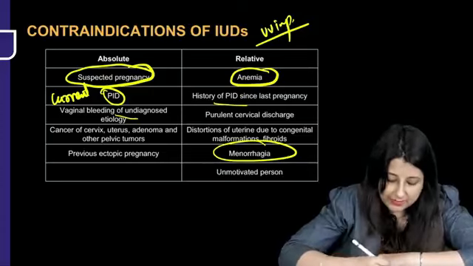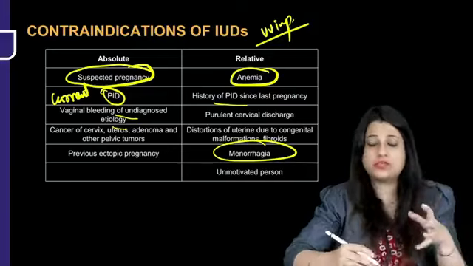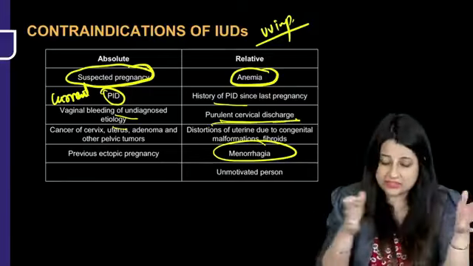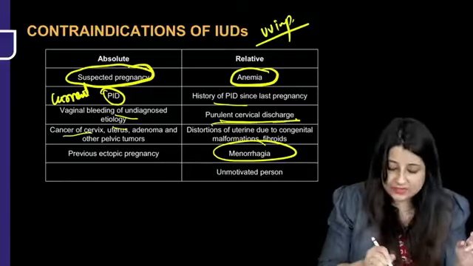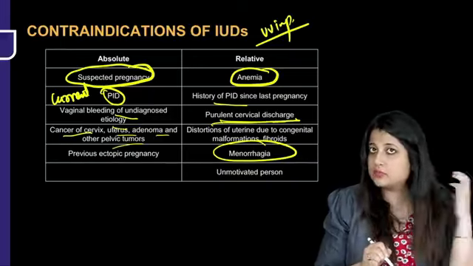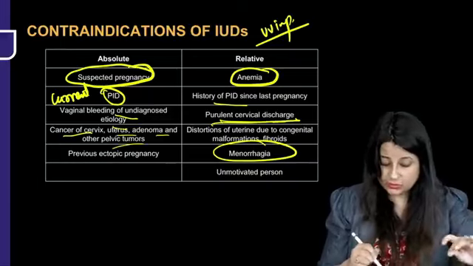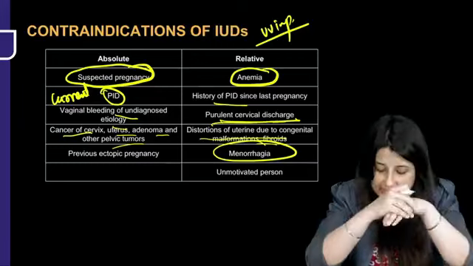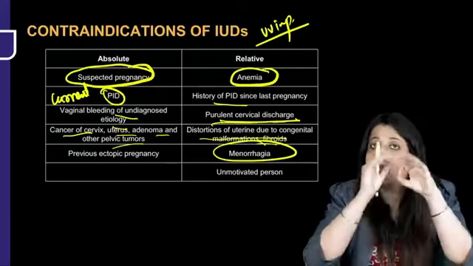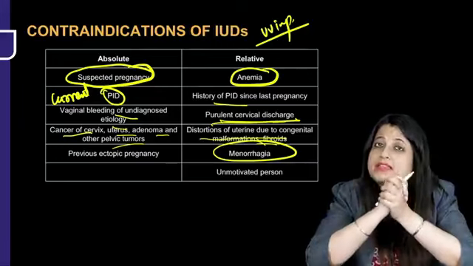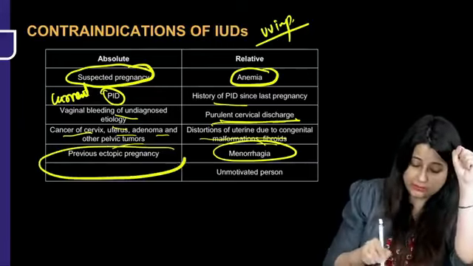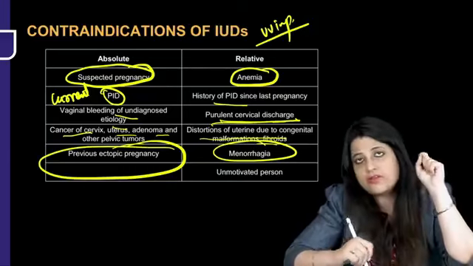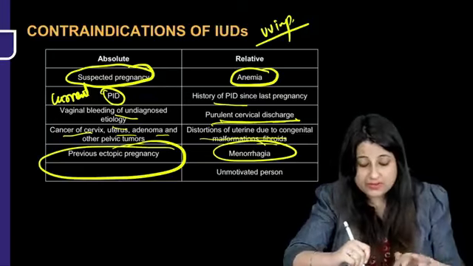Okay, vaginal bleeding of unknown, undiagnosed etiology is absolute. So on this side it's vaginal bleeding, on this side it's purulent cervical discharge. Just compare. On this side is cancer of cervix, uterus, adenoma and other pelvic tumors. Here what do you have? Distortions of the uterine cavity due to malformations and fibroids. Now many of you ask me, ma'am, is previous ectopic pregnancy absolute or relative? According to our textbook of PARC, previous ectopic pregnancy is always and always an absolute contraindication of IUD insertion. So this is very, very important.